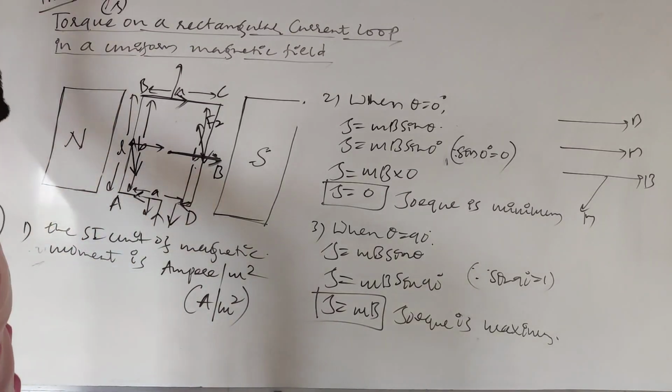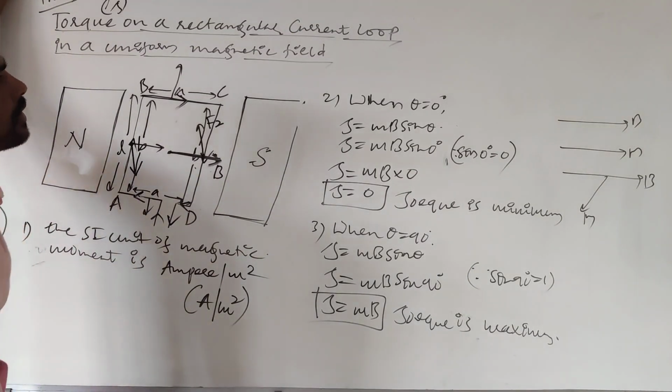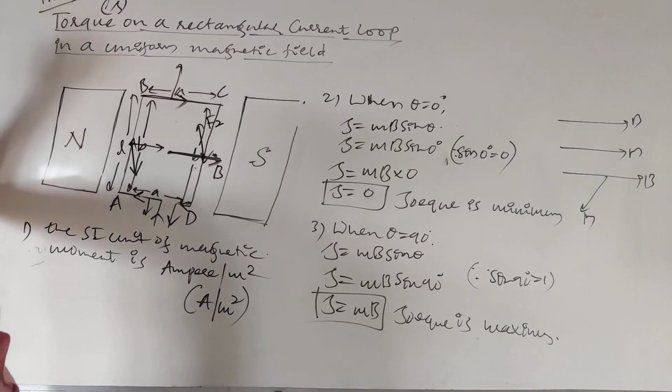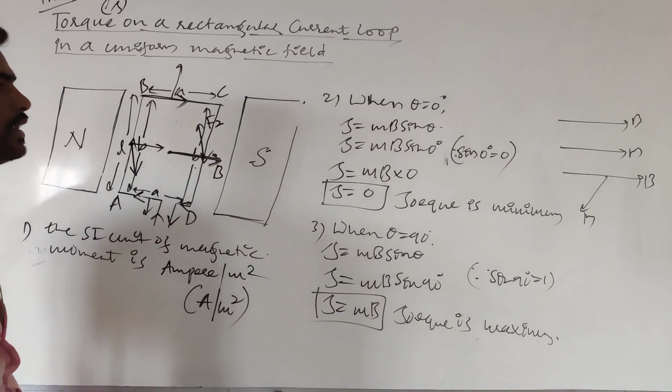So this is about torque on a rectangular current loop in a uniform magnetic field.